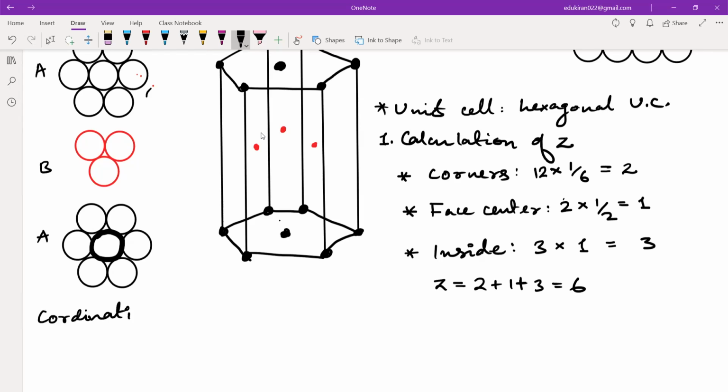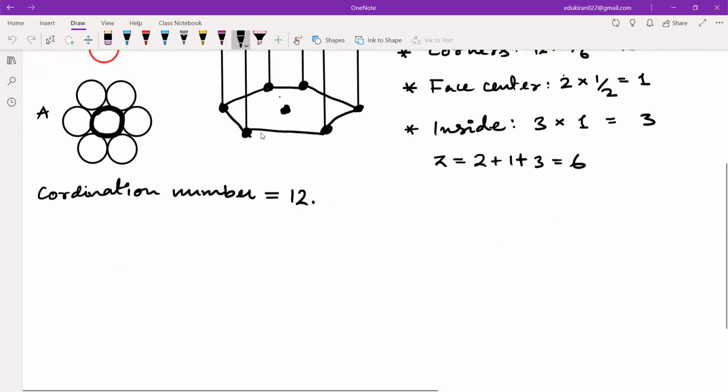Coordination number is equal to 12. Okay. Now the next thing is the relation between a and r.